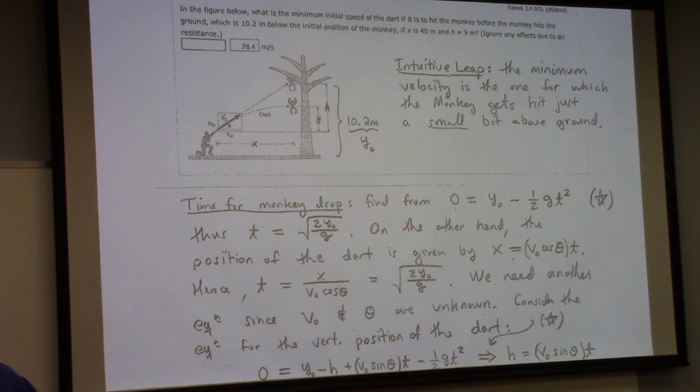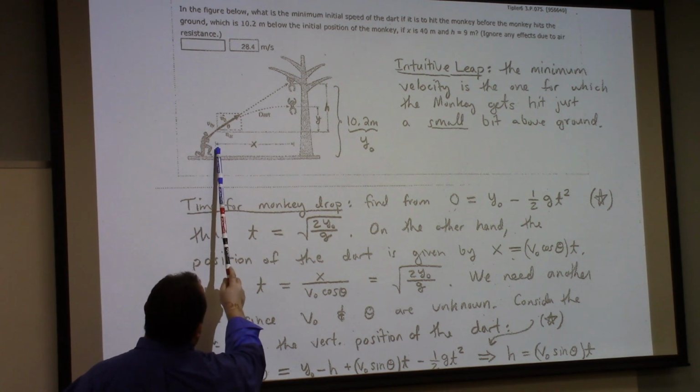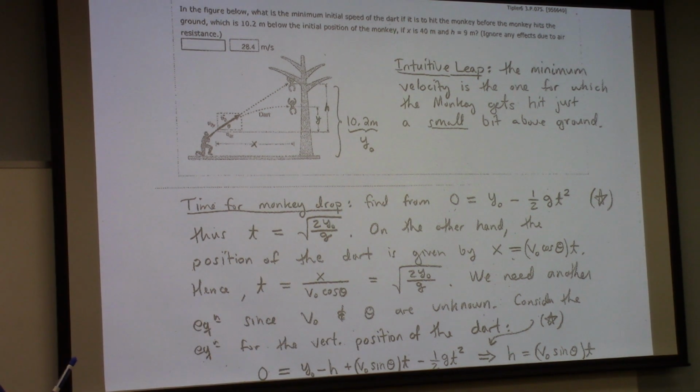Why is there the initial distance, like change in distance? I said h equals 9. Let's see here. The ground is 10.2 meters below the initial position of the monkey. H is 9 meters. That's a really convoluted way of saying that you're shooting the dart from 1.2 meters above the ground. Okay, that's what it's saying. So like it's in the picture. You're shooting the dart from 1.2 meters, so 1.2 meters plus 9 meters gives you the 10.2 total where the monkey starts above the ground. That's the meaning of the H here, okay?